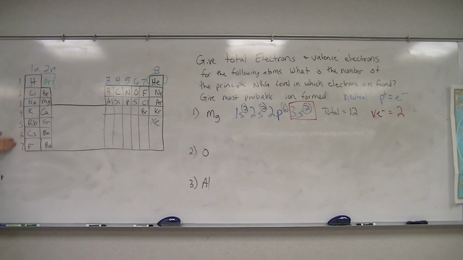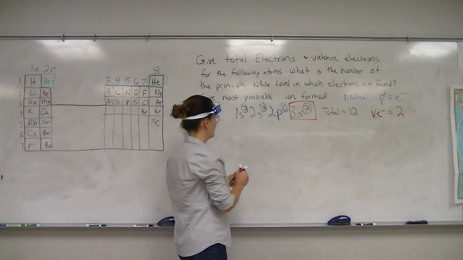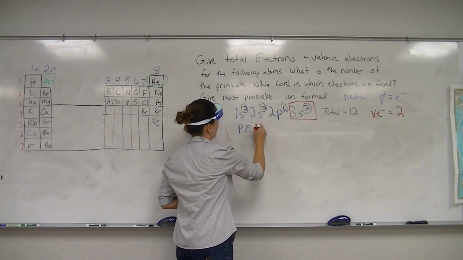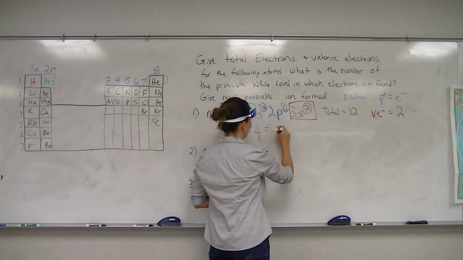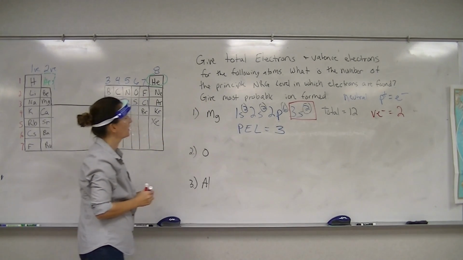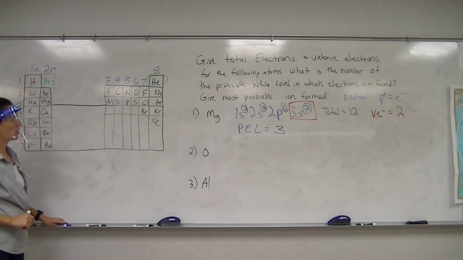So principal energy level, these numbers in red, it's asking what period it is in. It's in period 3, so that is going to be the principal energy level. Abbreviate it, you just said 3. Last but not least, most probable ion.